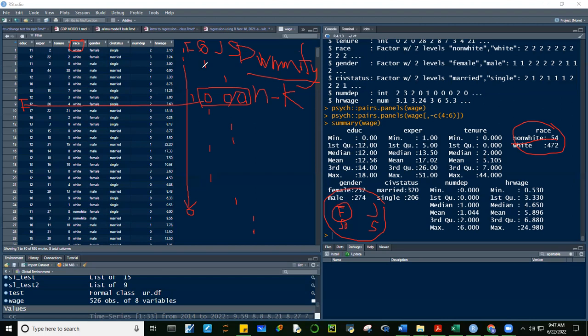Pero ang question guys ulit, no? Pwede bang apat na dummy variables? Yes. Pwede yung apat na dummy variables, pero pag nag-model ka, huwag mo na isasama yung intercept. Okay, let me show this again.